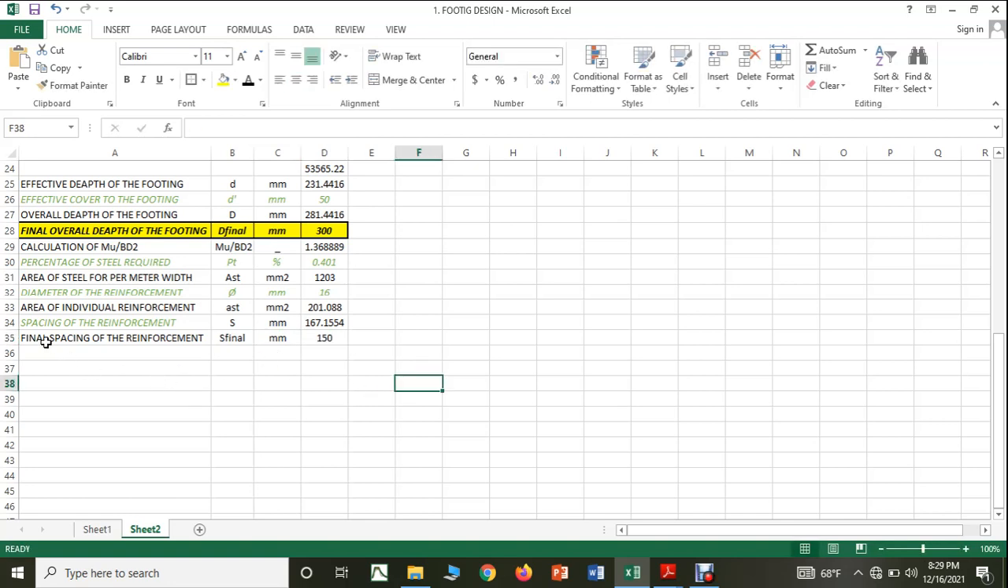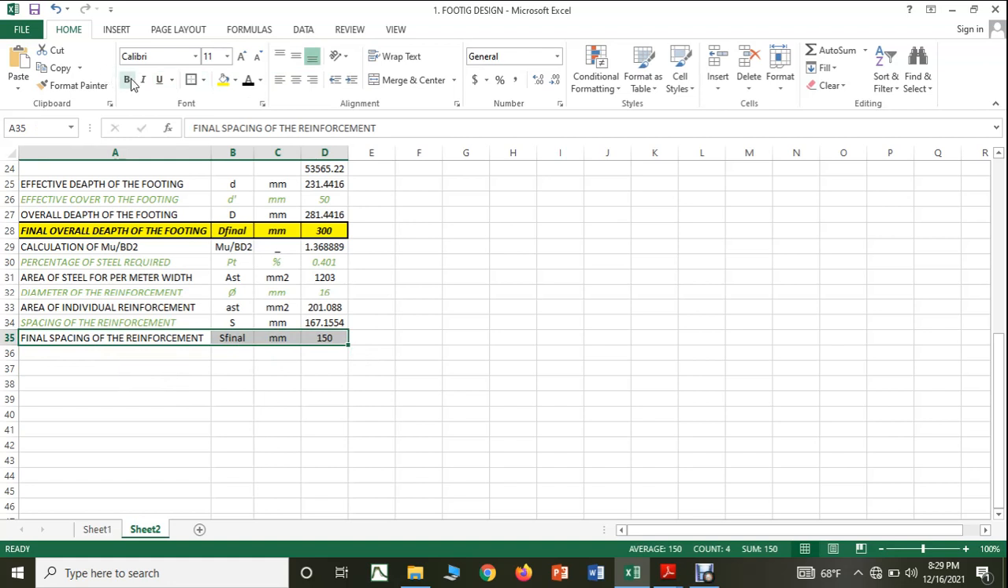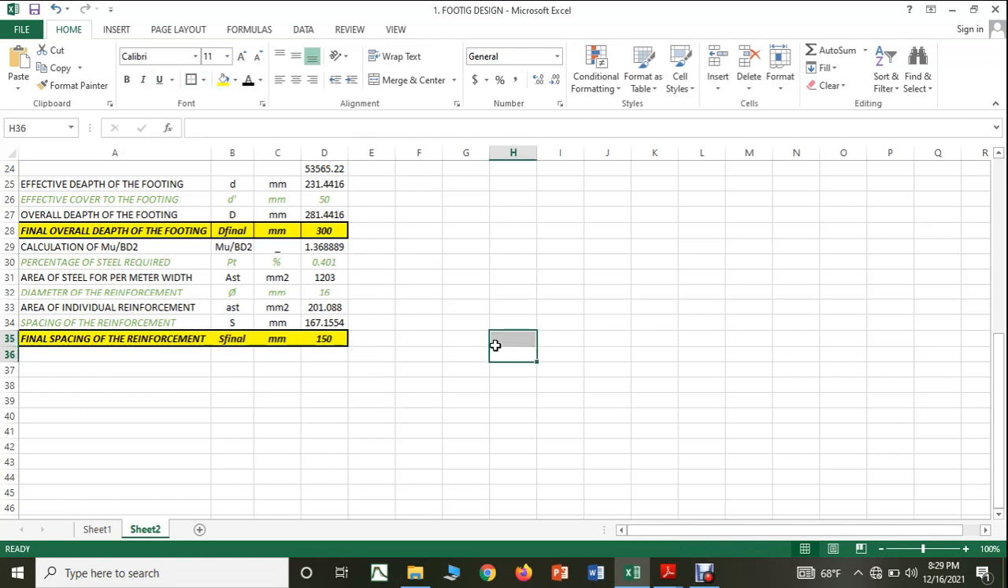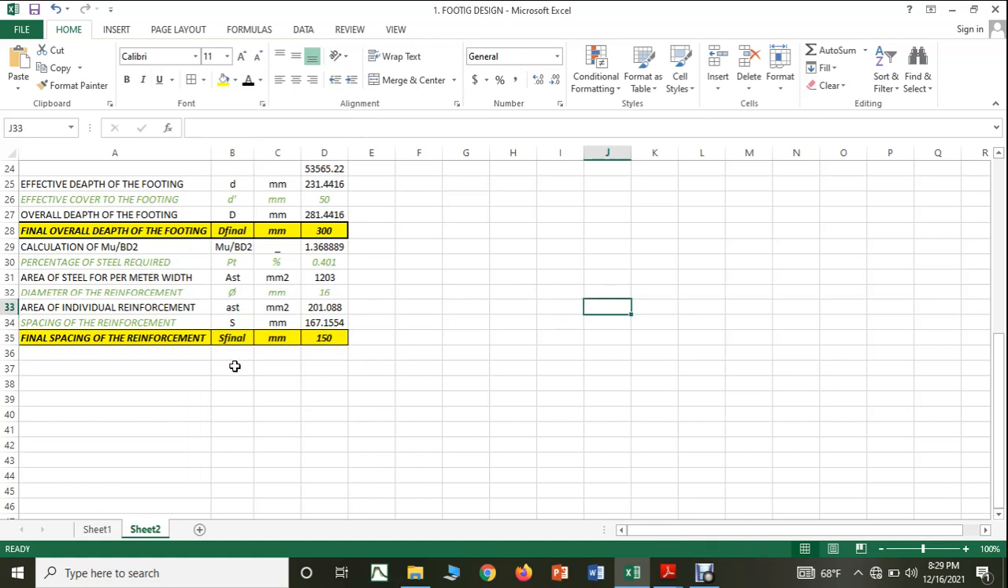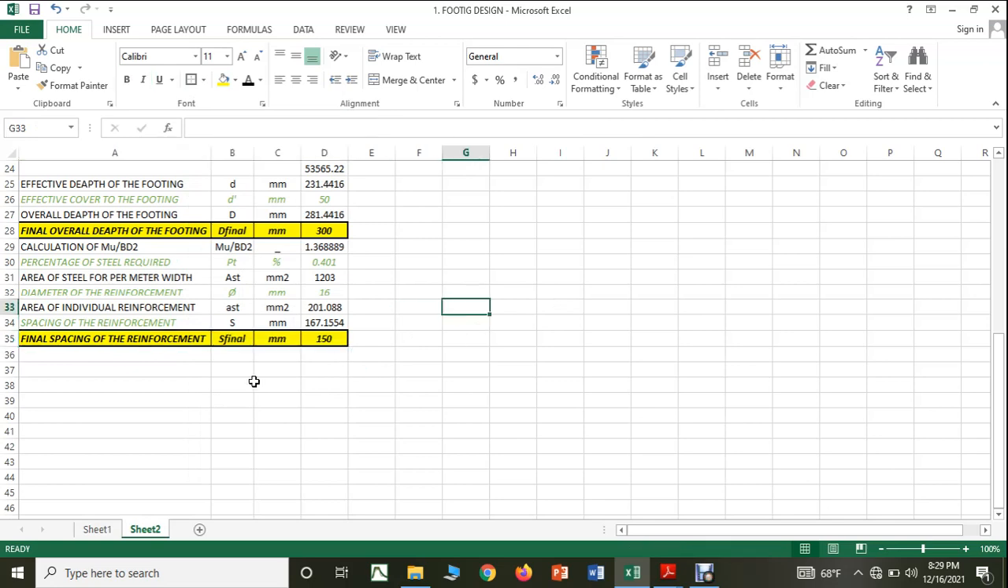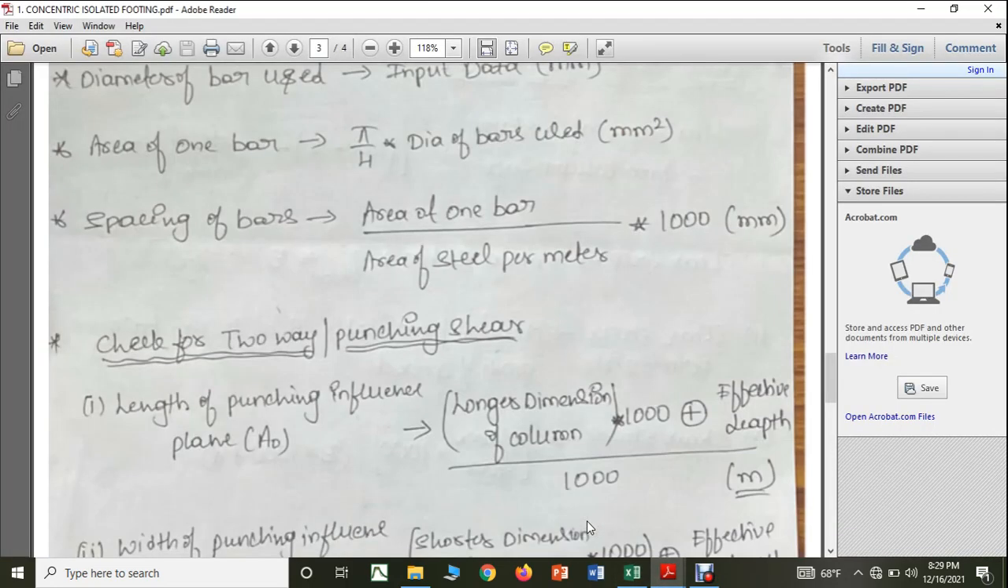This has to be bold, italic, highlighted. Yes, this is how it is. So once this is done, your main reinforcement design is done, that is the longer dimension and shorter dimension of the footing, your thickness, that is the overall depth of the footing, then reinforcement details, everything is done.